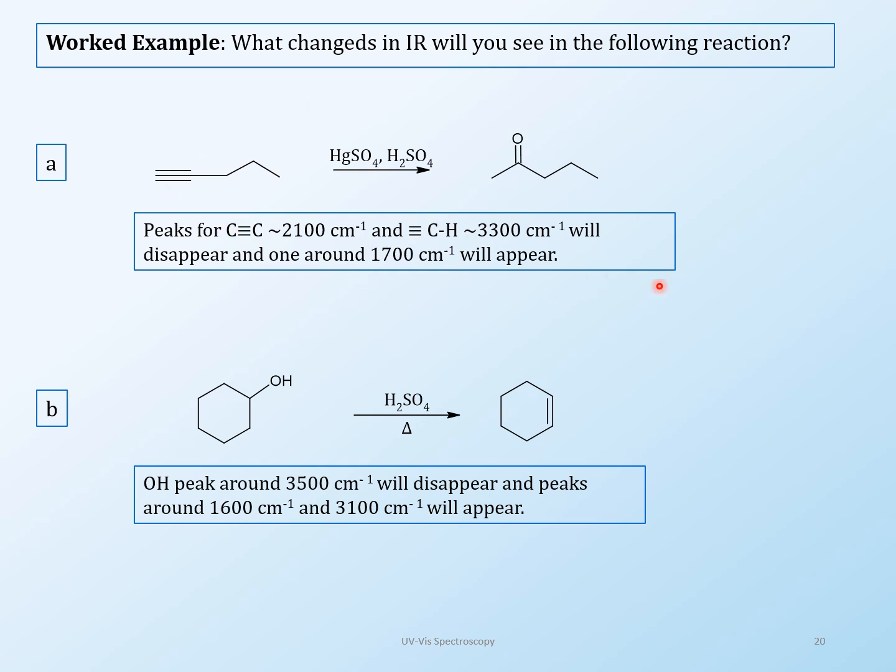Now, if you had just written for this answer that a carbonyl peak at 1700 will appear, that also is fine, because there is no carbonyl here, but you have to specify that there was no carbonyl in the starting material, so a carbonyl in the product is what you're looking for. Similarly, in this reaction, which is a dehydration reaction, the alcohol peak is going to disappear at 3500 and alkenes will appear. So that's what you have to write.